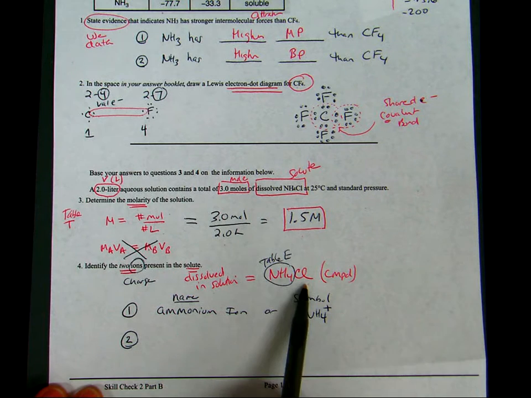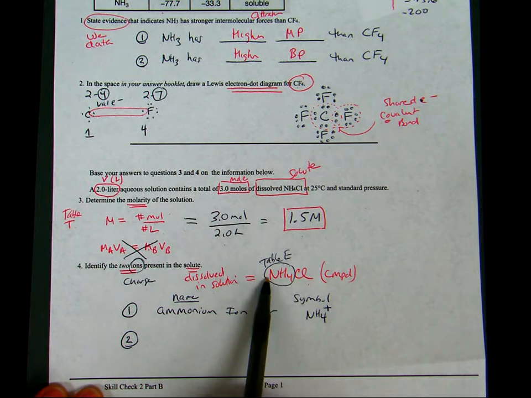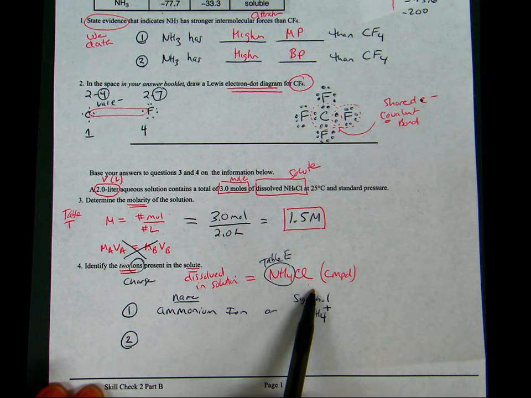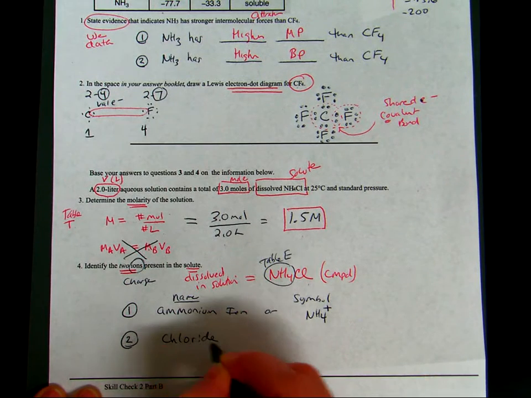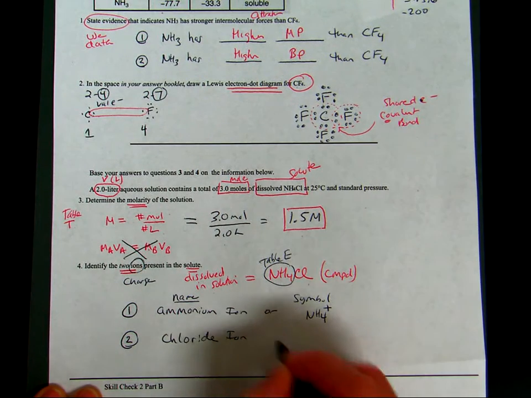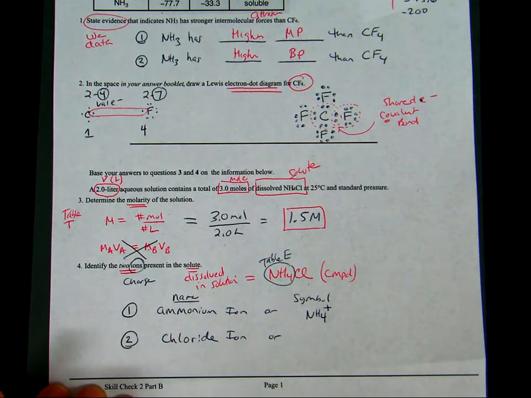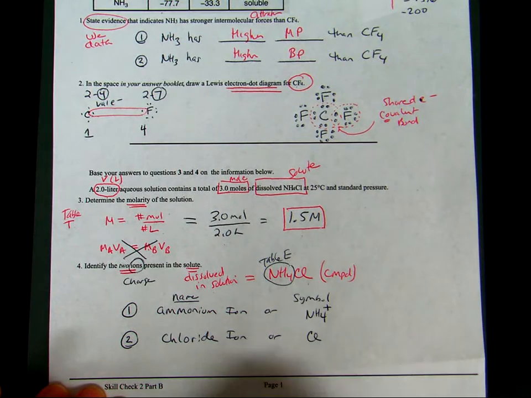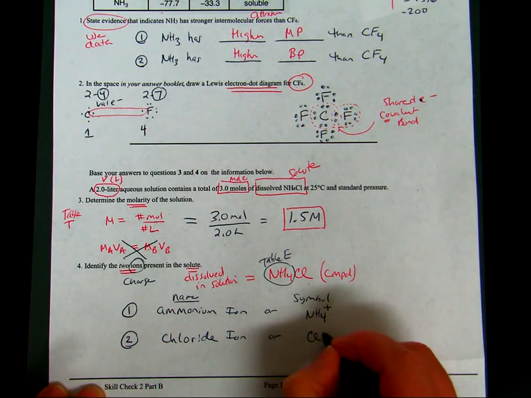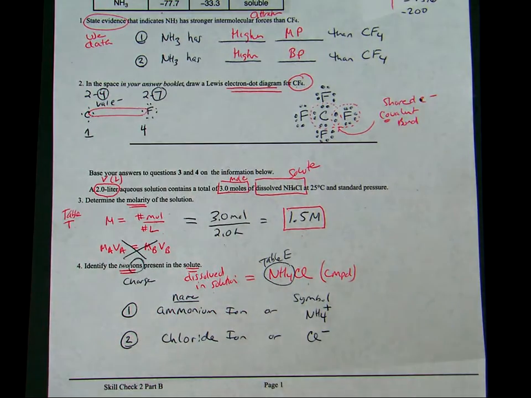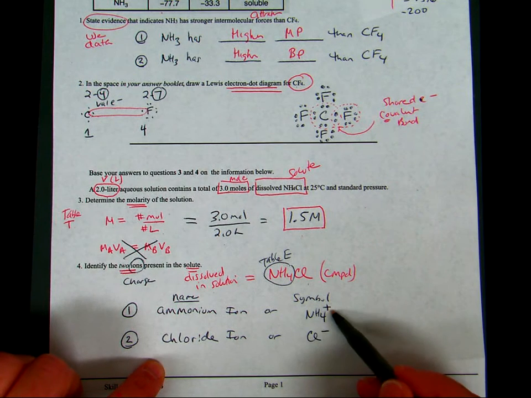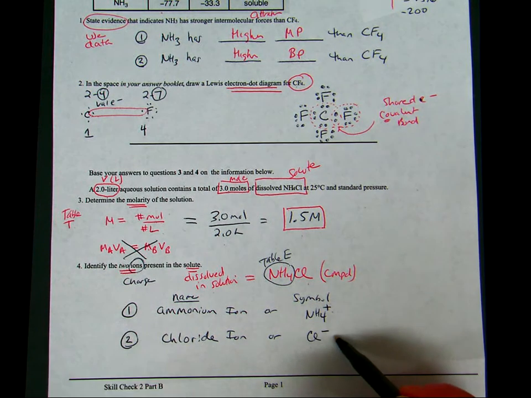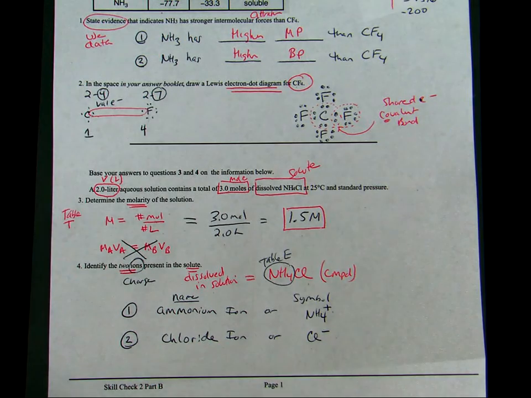Now think about how this is named. This is not ammonium chlorine. The ion name is chloride. So it's the chloride ion, or I could do the ion symbol, which is Cl, but it uses a negative charge of 1. So -1. So ammonium ion, chloride ion, or NH4 plus, and Cl minus. Pay attention to the details.